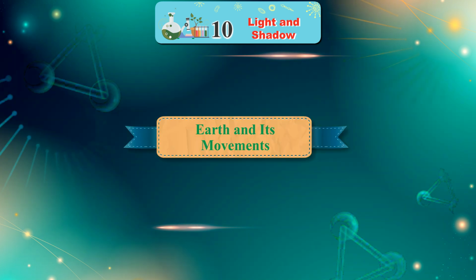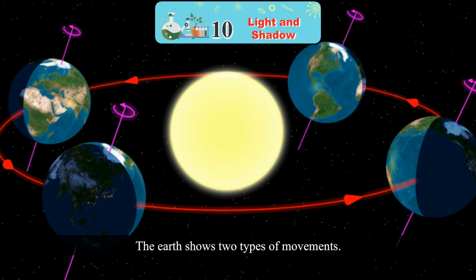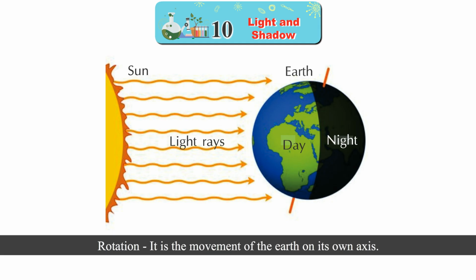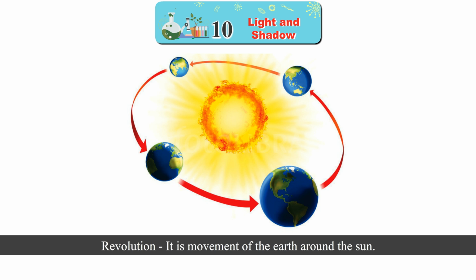Earth and its movements. The earth shows two types of movements. Rotation. It is the movement of the earth on its own axis. The earth takes 24 hours to complete one rotation. Rotation of the earth causes day and night. The part of the earth that faces the sun has day, while the part away from it has night.